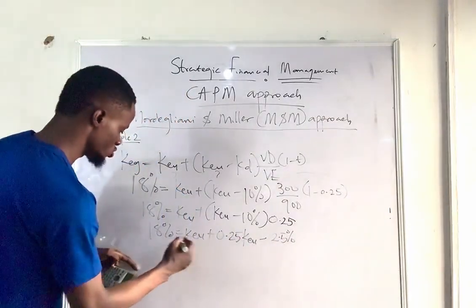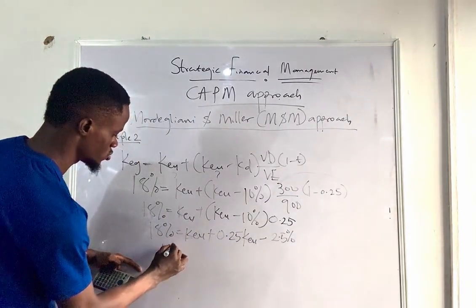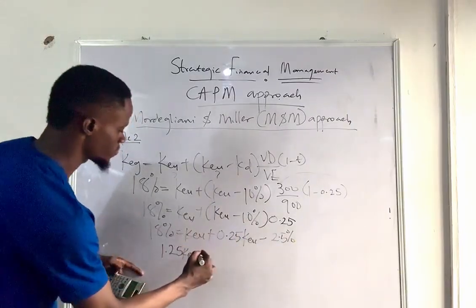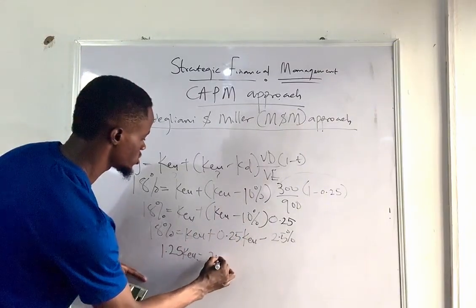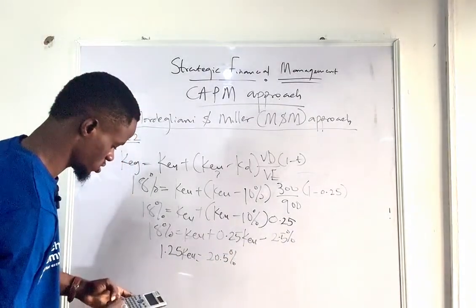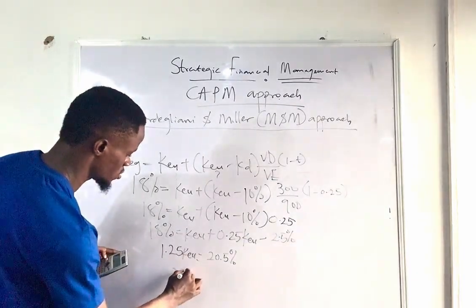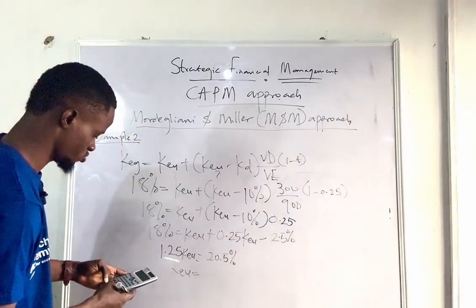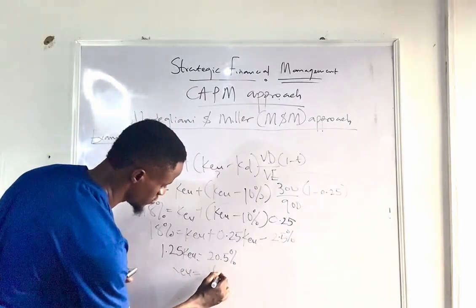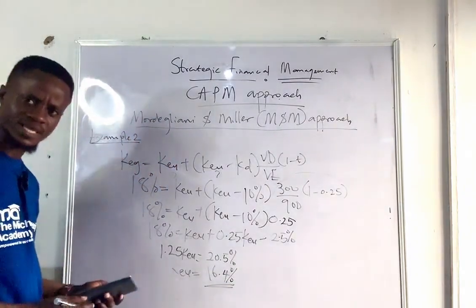So collect like terms. This would be 1.25 Kug is equal to, when this one comes here, 20.5%, right? 18% plus 2.5% is 20.5%. So Kug is what? 20.5% divided by 1.25. Kug is 16.4%. Can you see that?